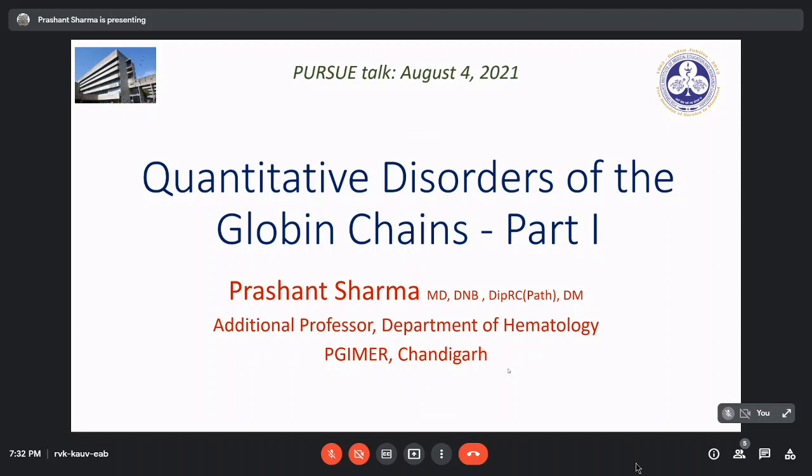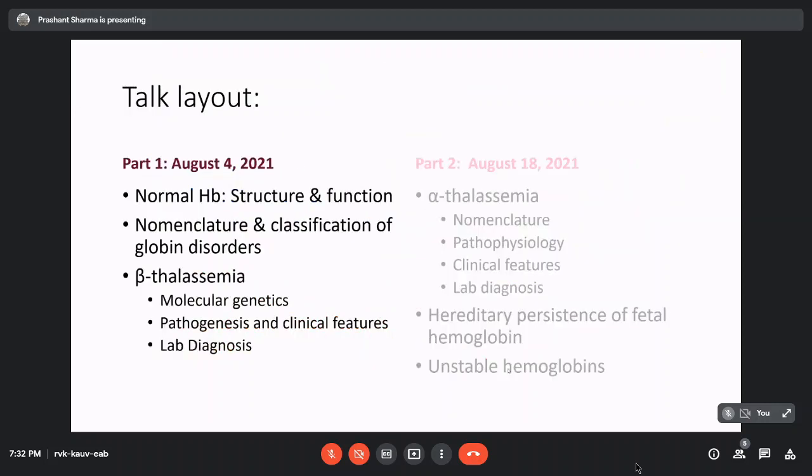We're going to be covering this in two parts, simply because it is such a mouthful of a topic. Today we're going to be talking about some normal hemoglobin structures and function, how we name these disorders, how we classify them, and then we'll spend some amount of time on beta thalassemia in various headings. The remaining part, alpha thalassemia, HPFH, and unstable hemoglobins, which are also quantitative disorders, we will be discussing subsequently on another day.